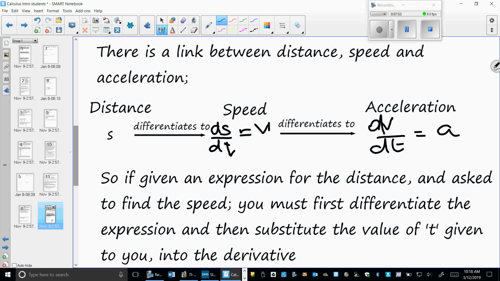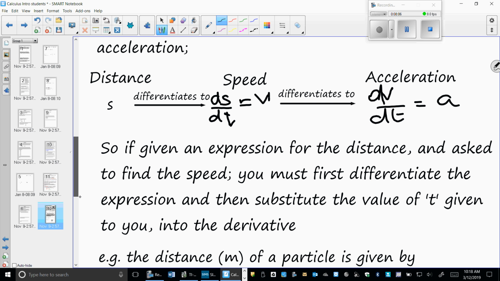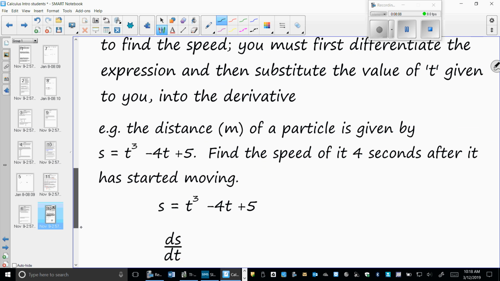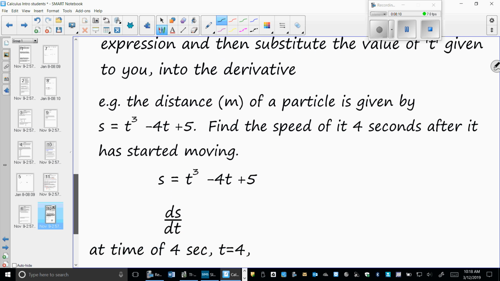Okay. So it says here, if given an expression for the distance and asked to find the speed, you must first differentiate the expression and then substitute the value of t. So here we go. The distance m of a particle is given by the expression. Find the speed of it 4 seconds after it started moving. For a start, what do we think this m is?